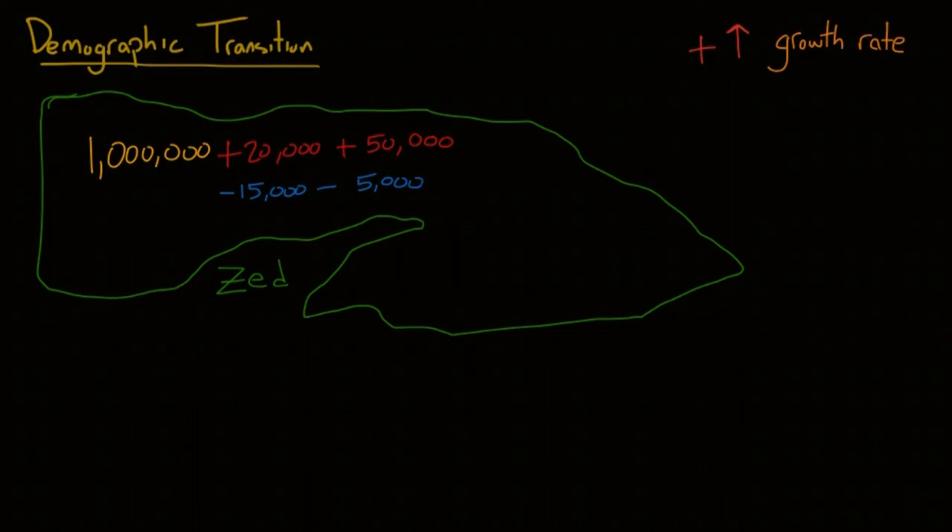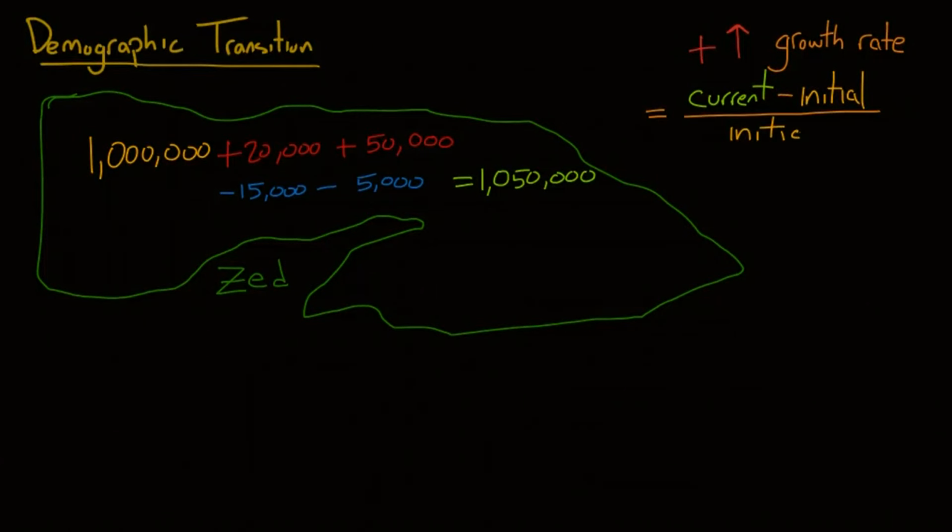From here, it's pretty easy to figure out the population of Z at the end of the year. Start off with 1 million, add 20,000 births and 50,000 immigrants, and subtract 15,000 deaths and 5,000 emigrants, which gives us 1,050,000 people at the end of the year. If we want the growth rate over this year, all you need to do is take that total current population, subtract the total number of people in the country at the beginning of the year, and then divide by that number again. Multiply by 100 and you turn it into a percentage. Now, you have your growth rate.